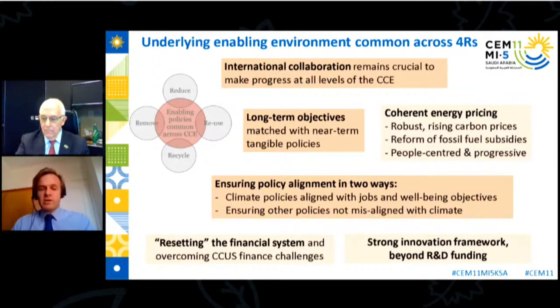And then the second direction of alignment is really looking at other policies across the economy and saying, well, it's all very well having strong climate action, but if there are other incentives, other types of regulation which are pushing in the opposite direction, then that is counterproductive and ineffective.